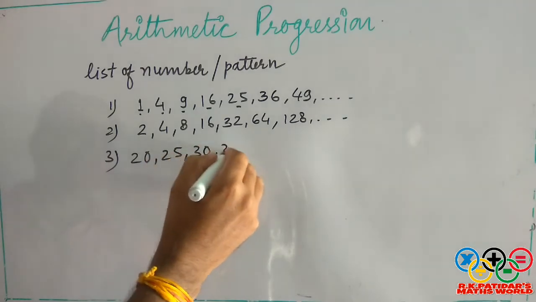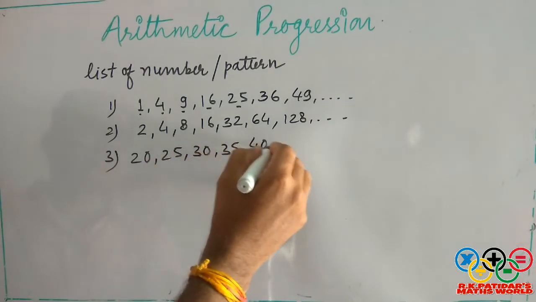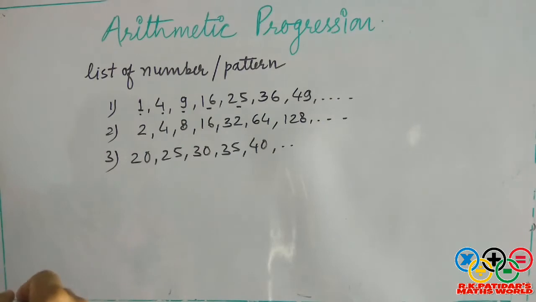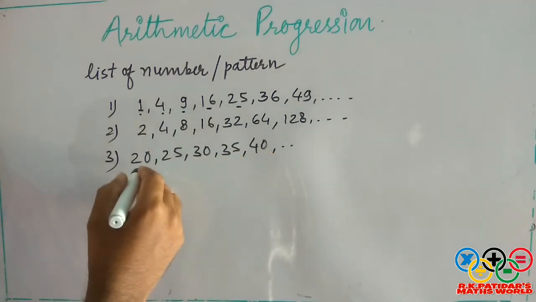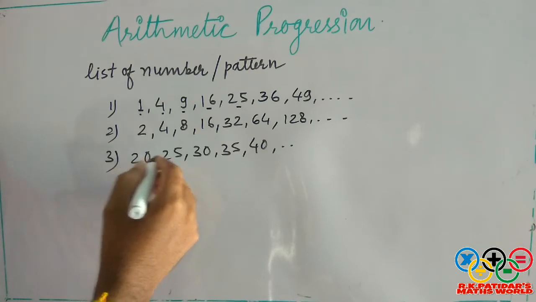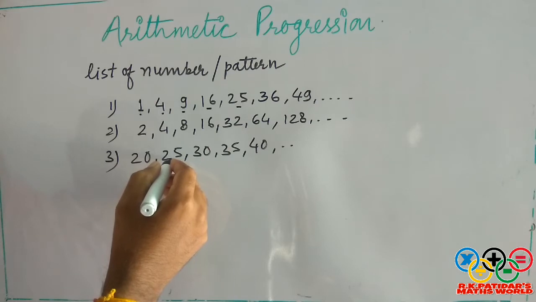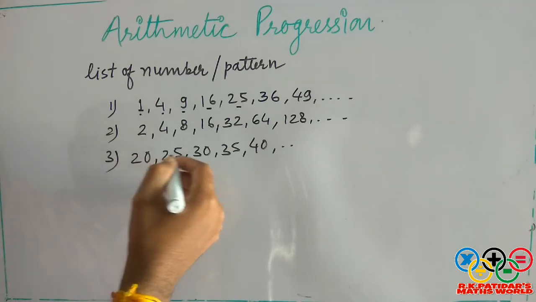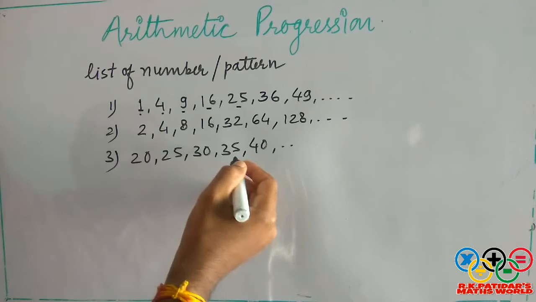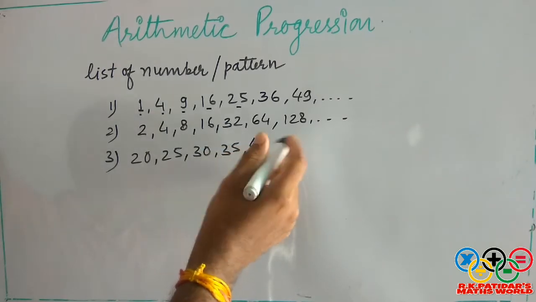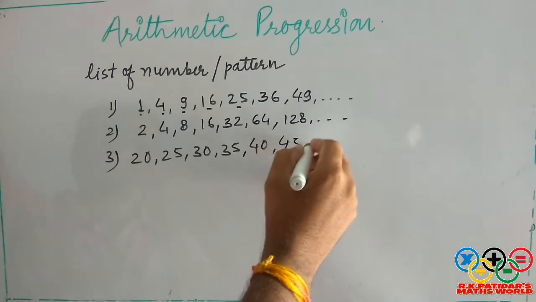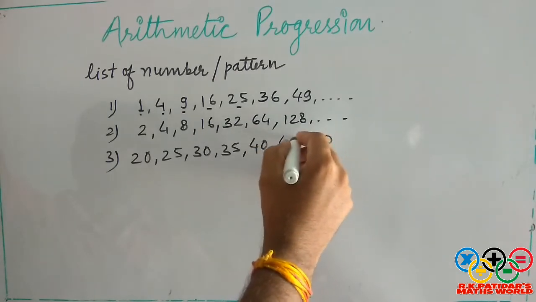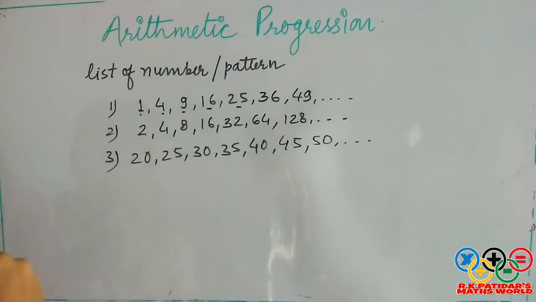Next one: 20, 25, 30, 35, 40, and so on. If you observe here, if we add 5 to a number, you will get the next term. Again add 5, you get the next term. Again add 5, you get the next term. Again add 5, you get the next term. So if you want to write the next term, it will be 45. The next term will be 50.